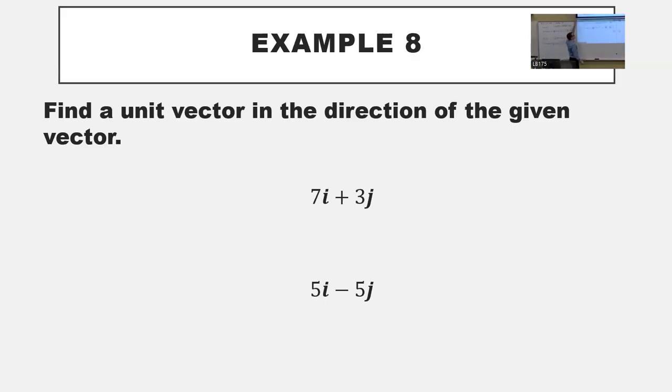I want you to do the same thing that I just did, but with ij notation. So I want you to find unit vectors in the direction of these two given vectors: 7i plus 3j and 5i minus 5j.